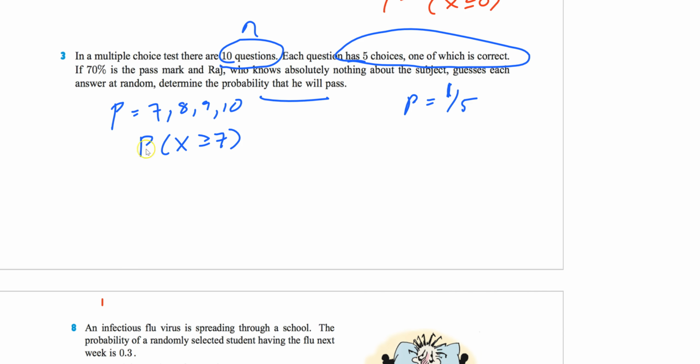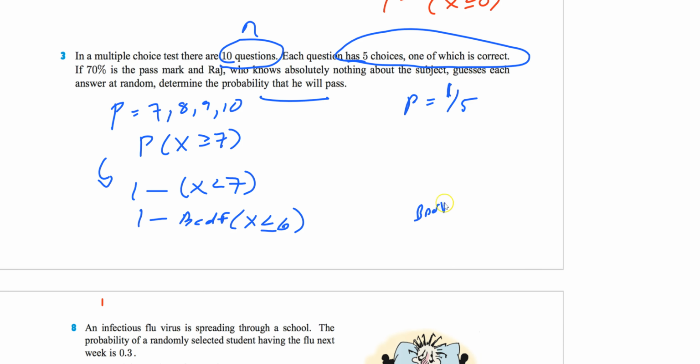That works. For the easier route, if I'm trying to find that, this is pointing in the wrong direction. Do 1 minus, right? X now has a line, so I'm going to lose it. 7, which means I've got to go down 1. 1 minus binomial CDF, X is less than or equal to 6. So you can do it that way, or if you want, you could just do binomial PDF of 7 plus 8 plus 9 plus 10. But plug that in, you get your answer.